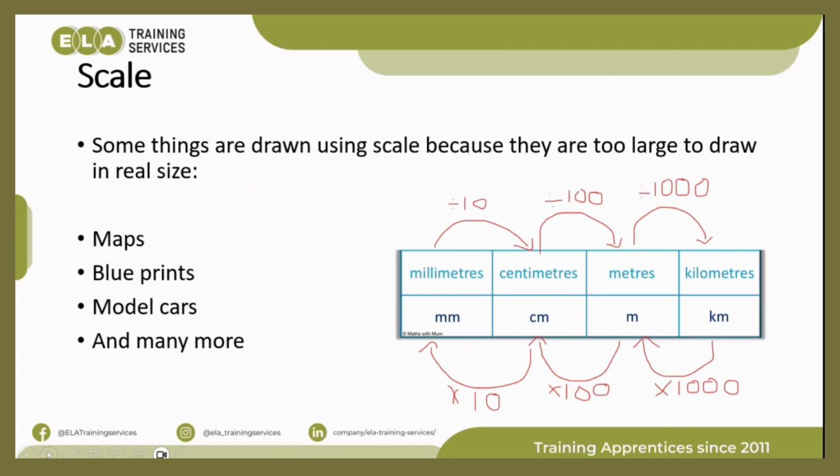Some things are drawn using a scale because they're too large to draw in real size. For example, anything that you have on maps, blueprints, model cars, even when you're redesigning your kitchen or any part of your house, you'll take it to somewhere like B&Q or IKEA. They'll create a scale of the room that you're redesigning, add in all the furniture and units that you need, and then create that in real life.